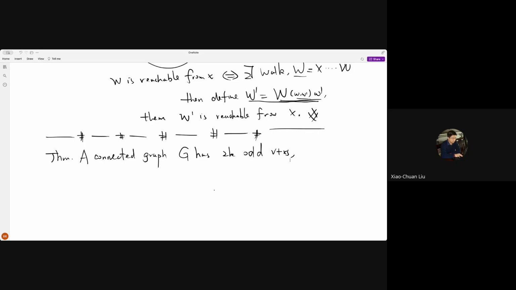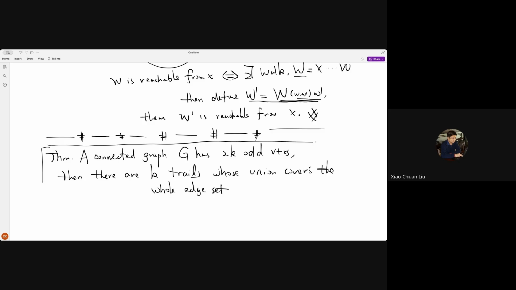Okay, not two: suppose all the vertices have 2k, for example 4, and so on, odd degrees. Then, if k is greater than 1, probably you cannot find an Euler trail to cover every edge, but you can find k trails whose union covers the whole edge set. And this is something I want to prove.